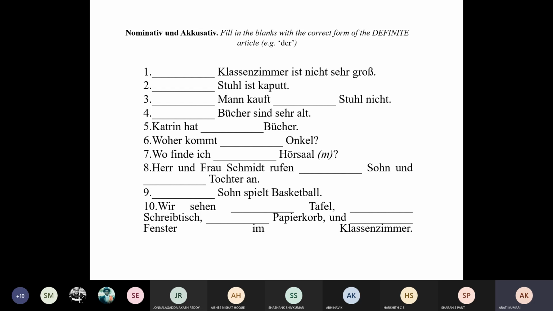Okay, quickly, number nine. Spielt Sohn spielt Basketball. Definite article again. Son is masculine, so we can say.